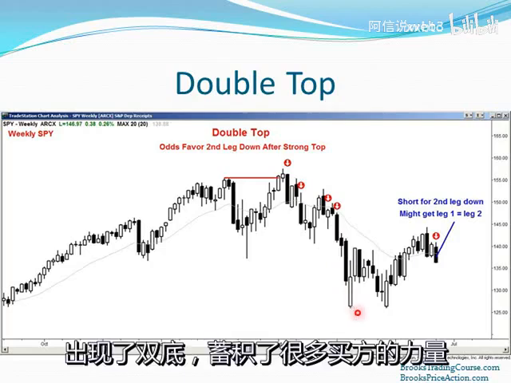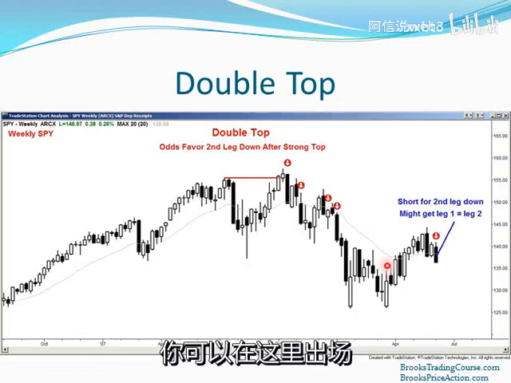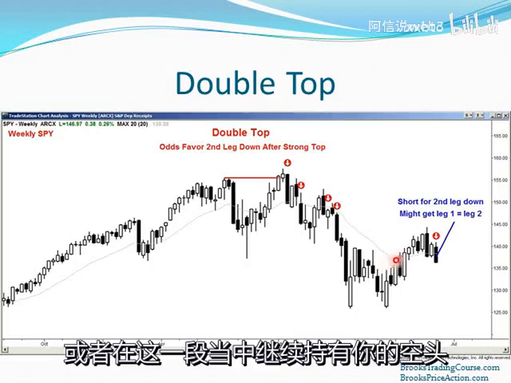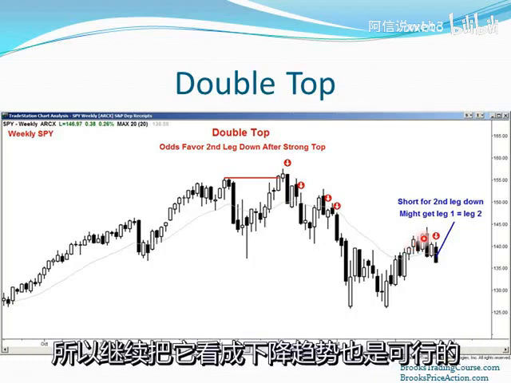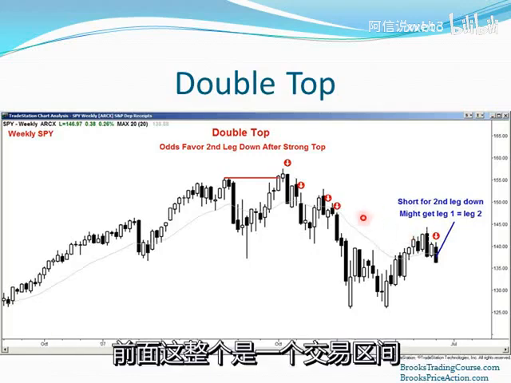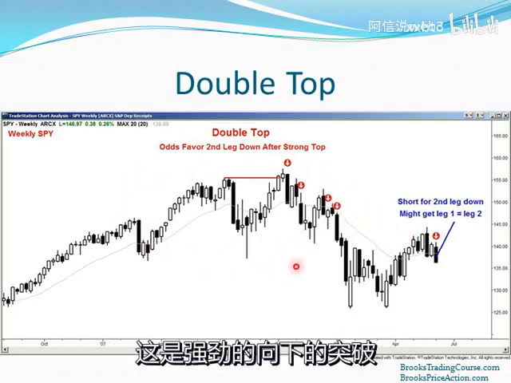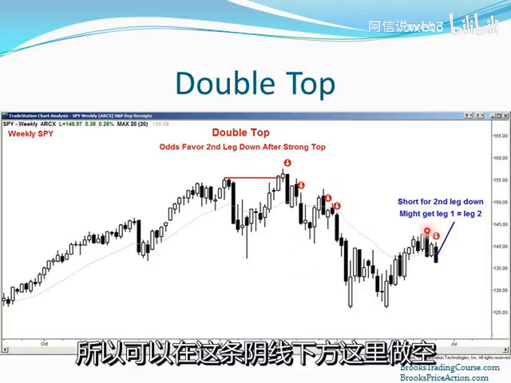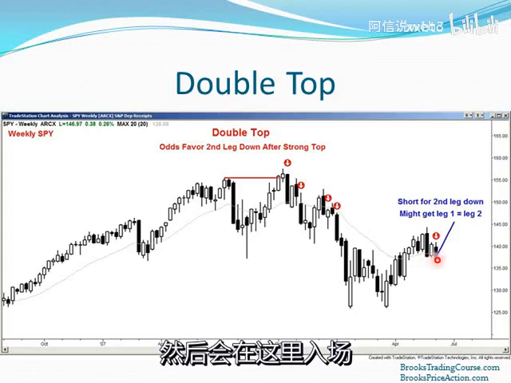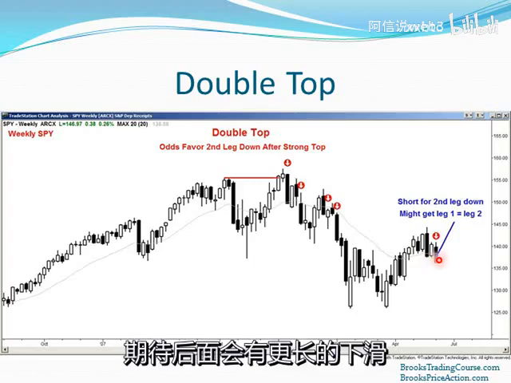We fell further, and we have a double bottom with a lot of buying pressure. You might get out here, or you could be swinging some of your short, saying it's still forming lower highs and lower lows. So it's still reasonable to treat this as a bear trend. We have a trading range, a strong bear breakout, and a 2-legged pullback. So you could short below this bear bar. You would have been filled right here, looking for more down.